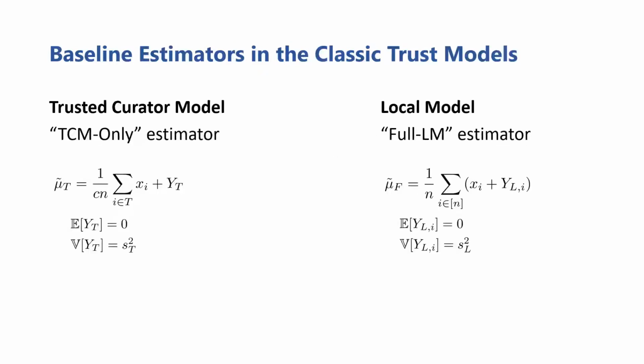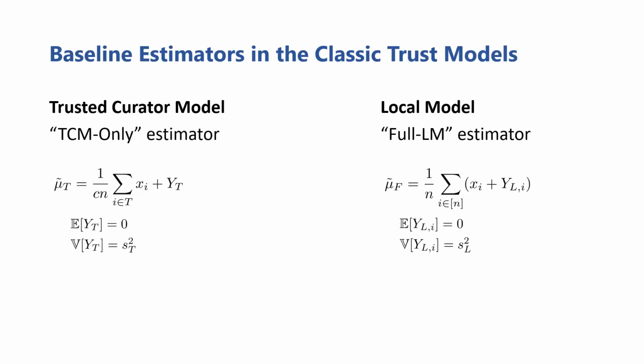Now we can define the baseline estimators in the classic trust models that we'll use to compare any hybrid estimators against. For the trusted curator model, we define the TCM-only estimator, which uses only the TCM user's data to compute an empirical mean, then adds noise calibrated to ensure differential privacy.